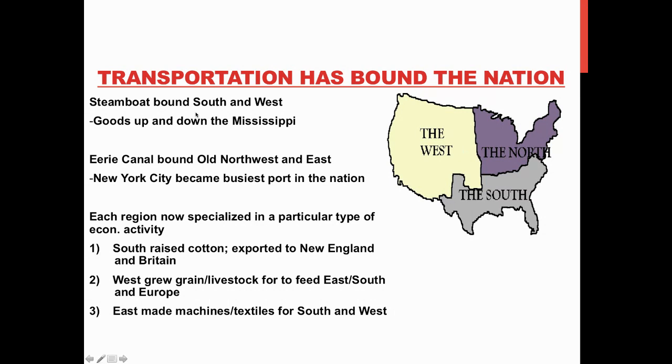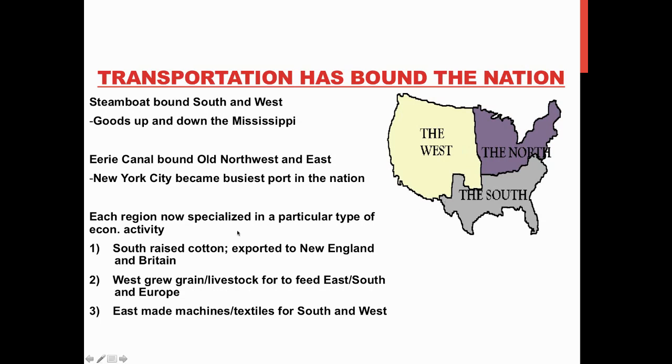The steamboat is going to bind the South and the West, right? The West, you can take the Mississippi River down to the South and then right back up. So we have a connection with the Mississippi. The Erie Canal connects the Old Northwest and the East, right? Coming across this way. Also our roads, of course, are going to connect it.